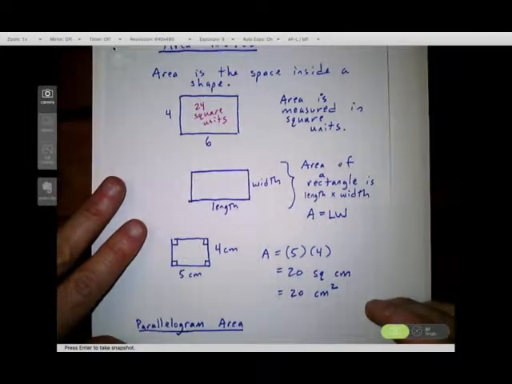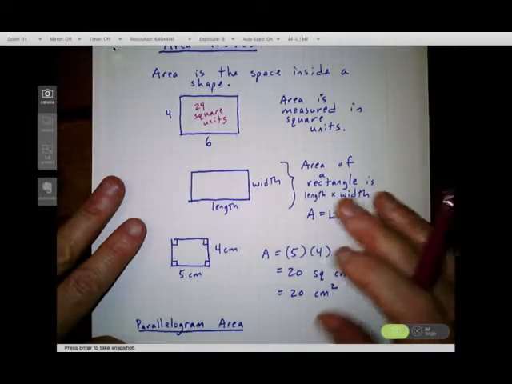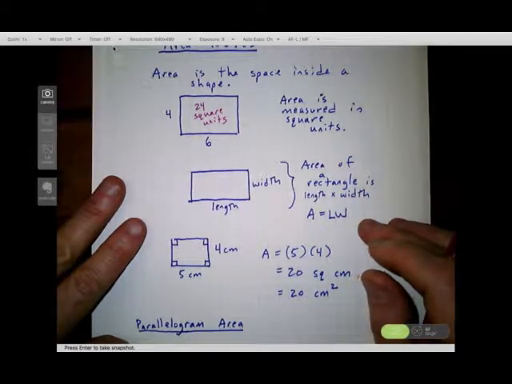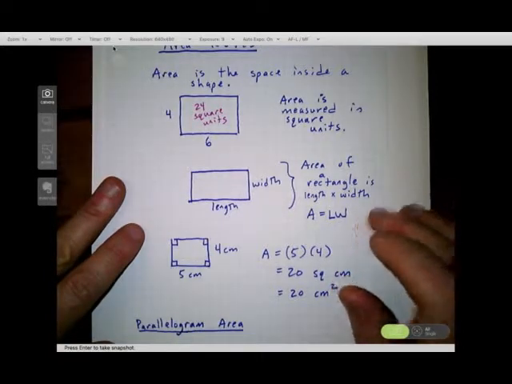Okay, so as you all know, and as you saw up here, the area of a rectangle is length times width. And this is important. We're going to keep coming back to that here in the next few minutes when we look at some other area formulas for parallelograms, trapezoids, and triangles. So area of a rectangle is length times width.